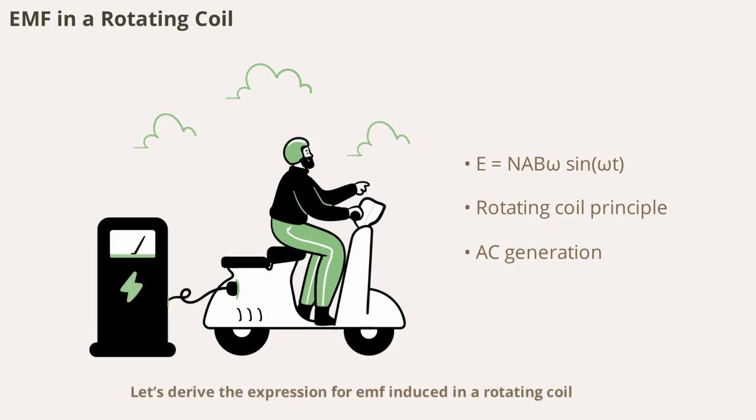Let's derive the expression for EMF induced in a rotating coil. When a coil rotates in a uniform magnetic field, the magnetic flux through the coil changes sinusoidally. The induced EMF E is given by E equals NAB omega sin omega t, where N is the number of turns, A is the area, B is the magnetic field strength, and omega is the angular velocity. This formula explains how generators produce alternating current by simply rotating coils within magnetic fields.